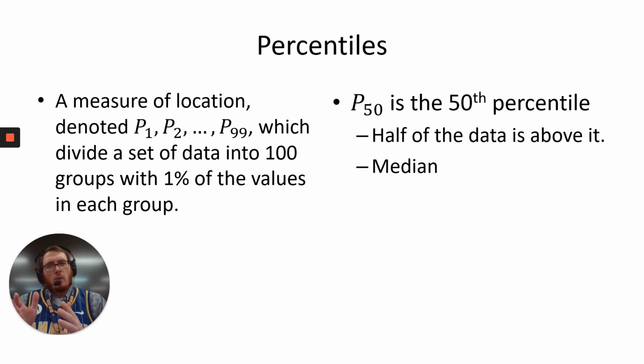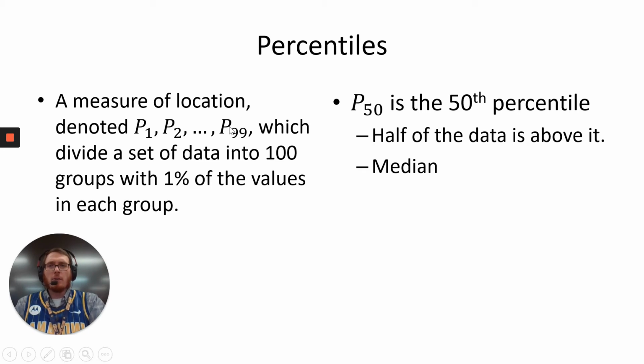What it says is what percent of people, or what percent of the data points, are you above? So if you're in the 90th percentile, that means you're above 90% of the data. The easiest percentile to find is the 50th percentile. It's denoted P with a subscript 50. That's half of the data below and half the data above, which is the median. So we already have some strategies to find that one.